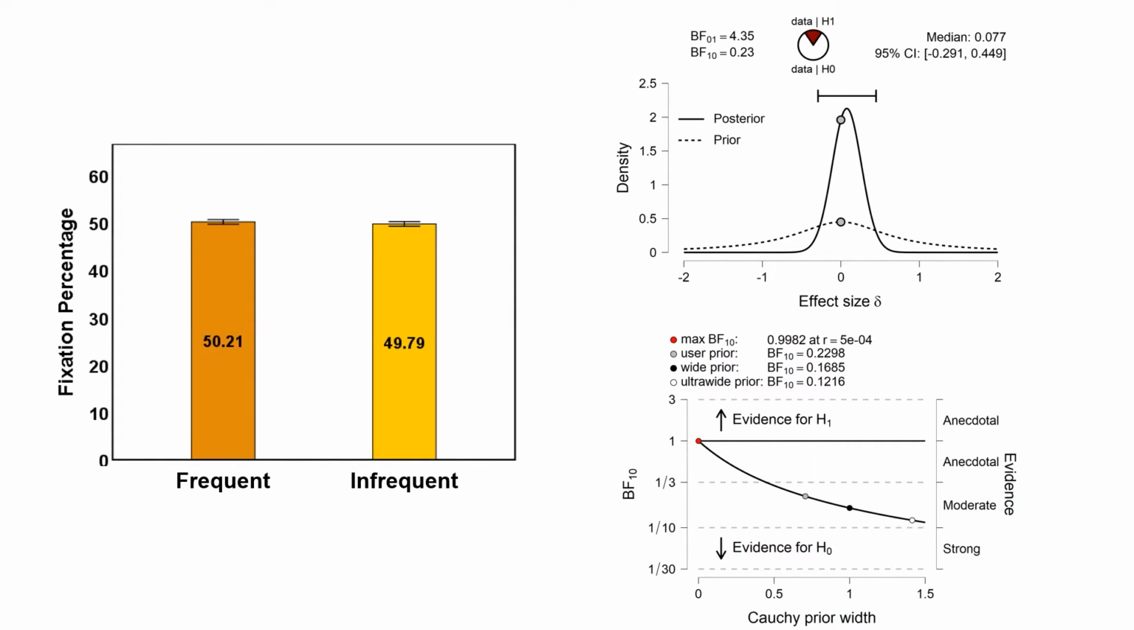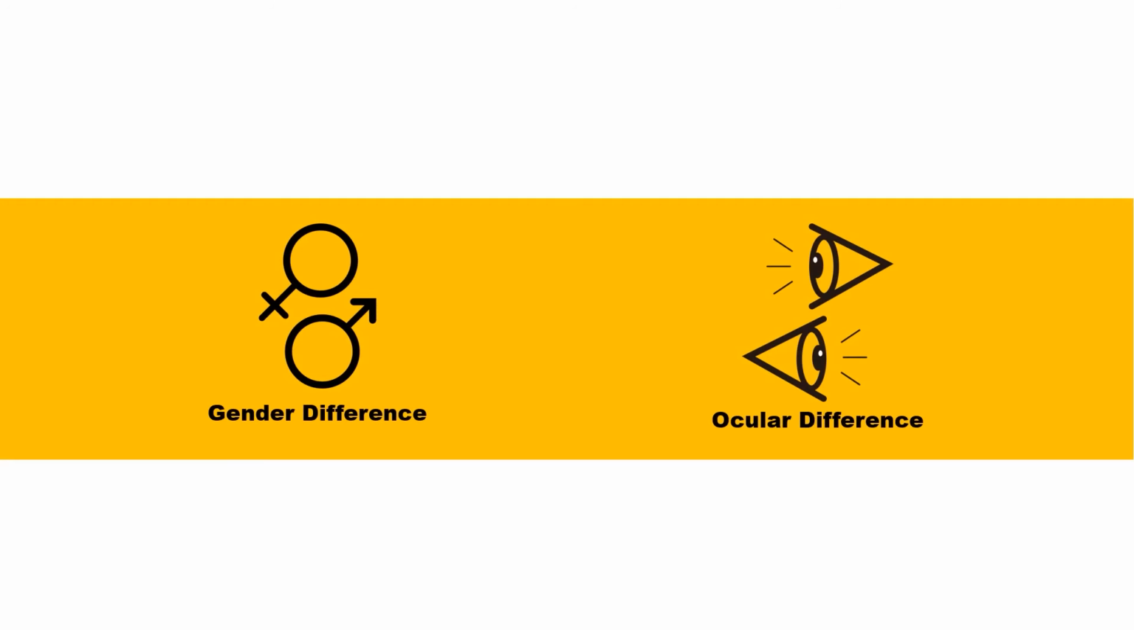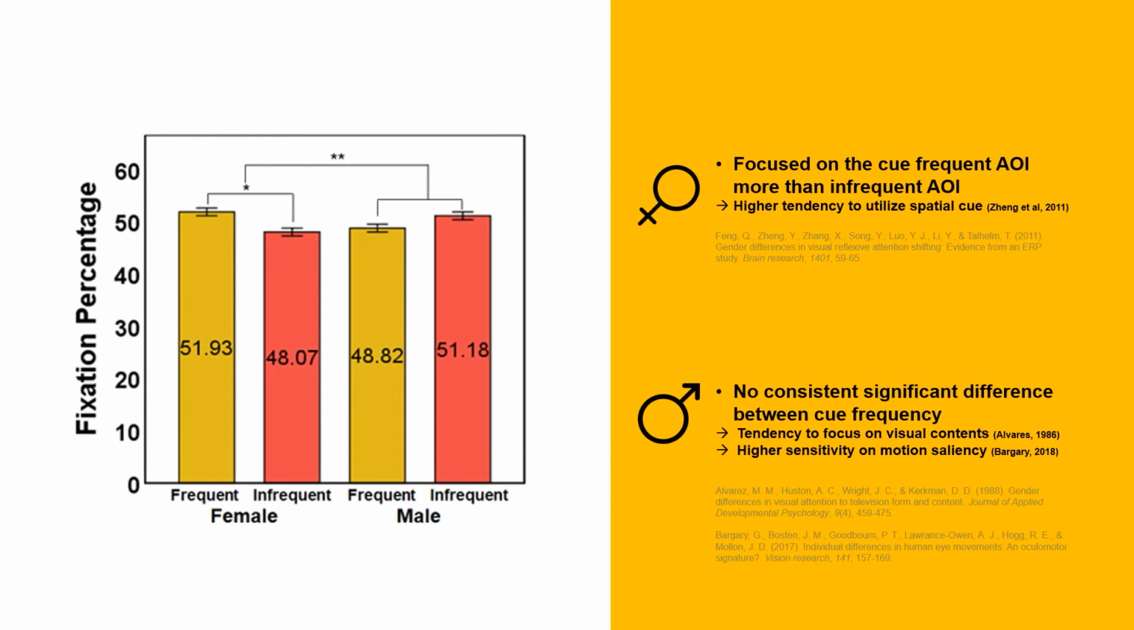Thus, we followed it up with a Bayesian analysis, which showed 4.35 times more likely under the null hypothesis, with the Bayes factor of 0.23. As there was no cue main effect, we performed additional analysis on the factors that could have influenced the gaze behaviors. The lack of cue effect could have been due to the opposite behavioral patterns of female and male participants.